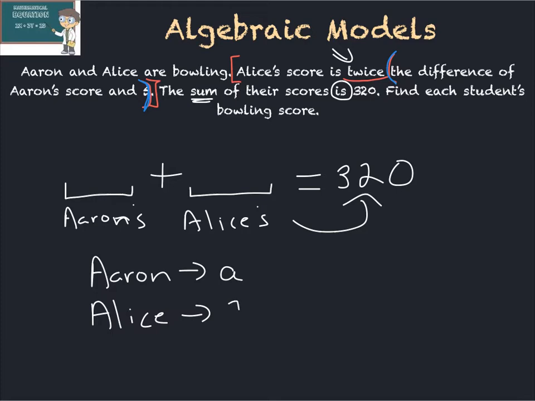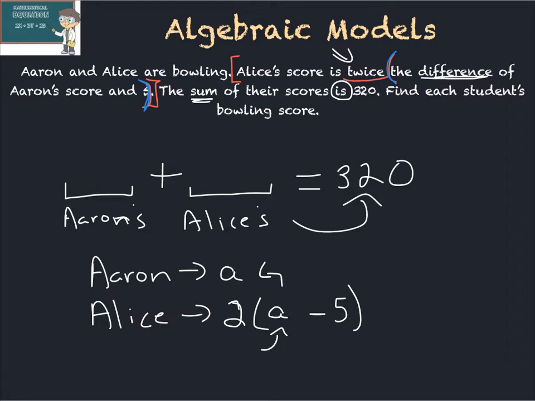That means 2 times the difference. I forgot to underline this, but difference is going to mean subtraction. I hope you remember that. And what are we subtracting? Aaron's score. Do we know Aaron's score? No, but we do have a variable for Aaron's score. That is A. Okay, so right here where it says Alice, for Aaron's score, I'm going to put A, because it's twice the difference of Aaron's score, A. And what am I subtracting Aaron's score by?